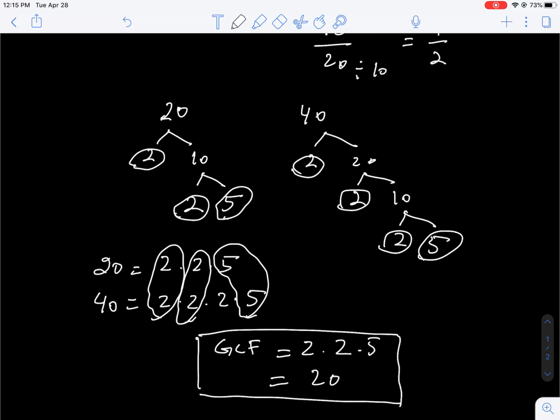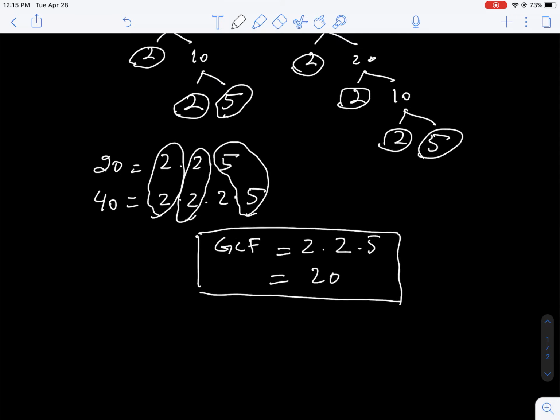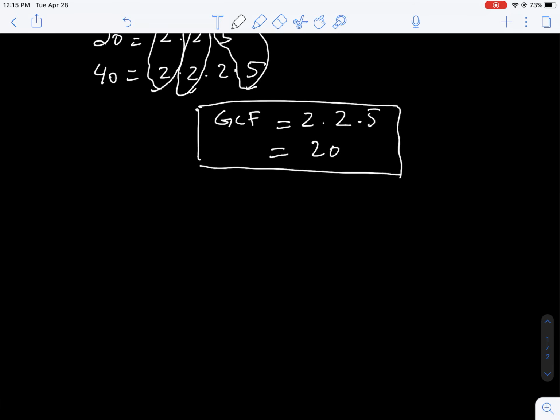So GCF will always help you simplify fractions. It will always give you the greatest common factor, and it's an easy way to find it. Let's find the greatest common factor for three numbers. I'm taking small numbers because I don't want to spend a lot of time on big numbers. You can use the same strategy for large numbers as well. Let's do it for 10, 15, and 25.